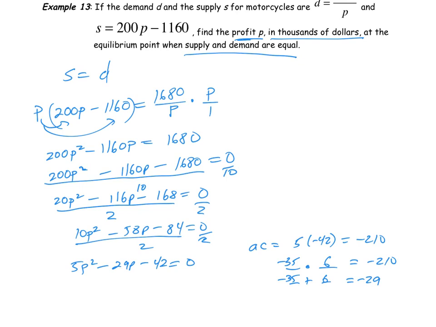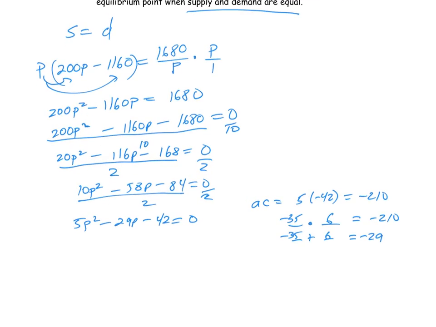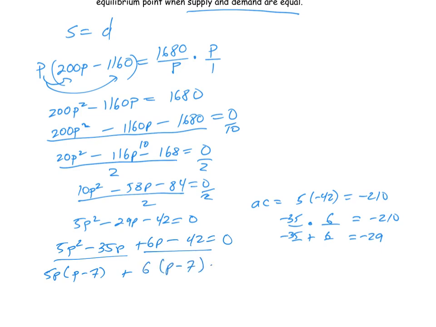So that means I can rewrite this with 4 terms, splitting the middle term. I'm going to have 5p squared minus 35p plus 6p minus 42 equals 0. And now we'll factor by grouping. I'll factor the GCF out of the first two terms, so 5p times p minus 7. I'll factor the GCF from the second two terms, so it's 6 times p minus 7 equals 0. And now p minus 7 is the greatest common factor, so this factors as 5p plus 6 times p minus 7 equals 0.